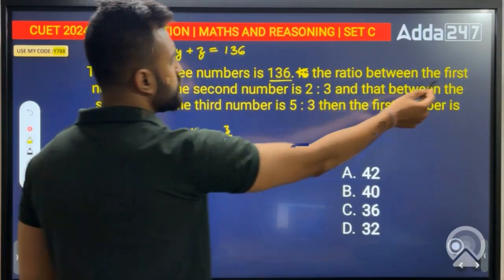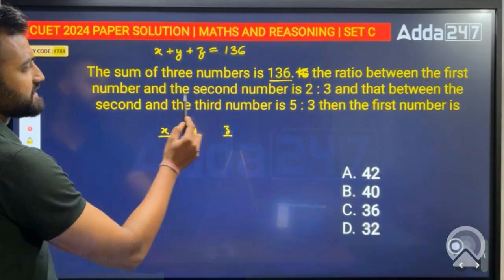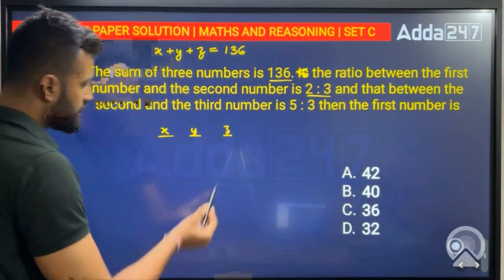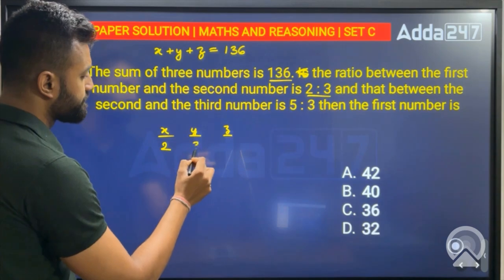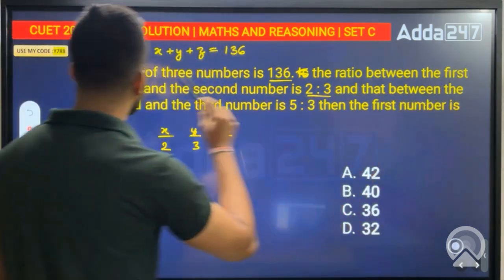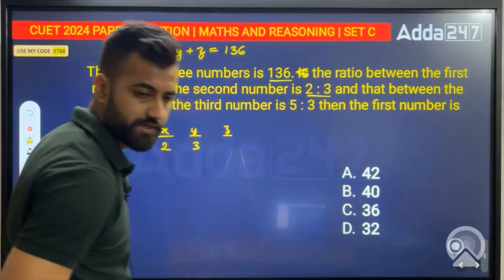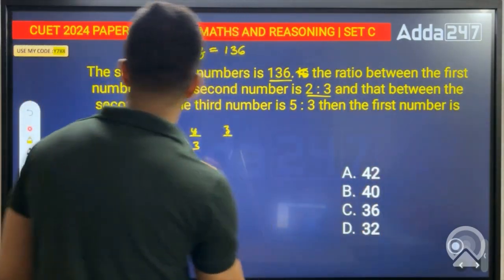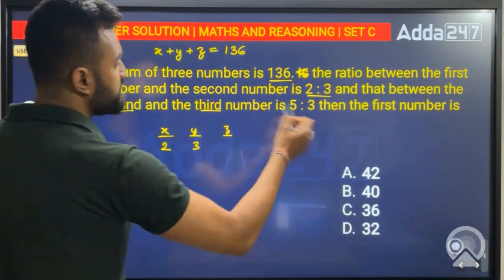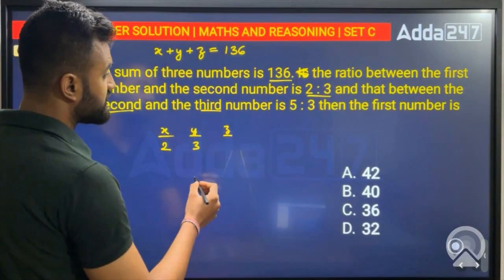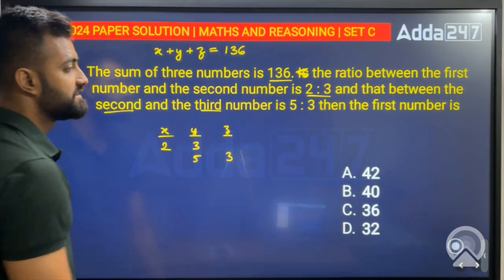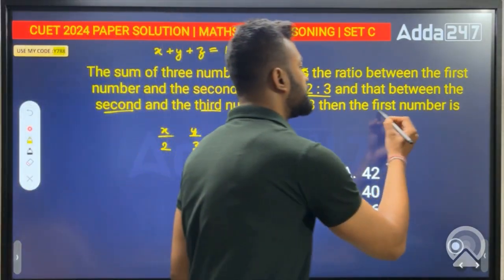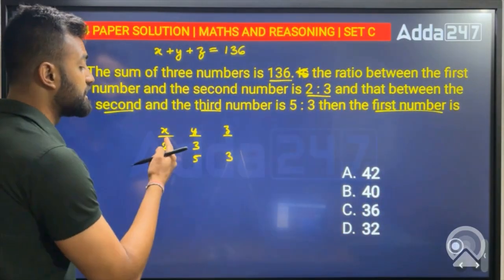The ratio between the first number and the second number is 2:3. The first number is x, the second number is y, so x is 2 and y is 3. And that between the second and third number is 5:3, so second is 5 and third is 3. This is the ratio given. I have to find the first number, that means I have to find the value of x.